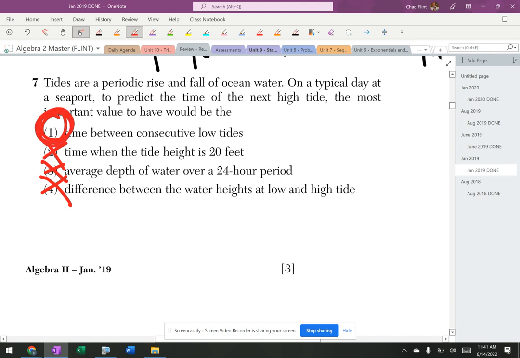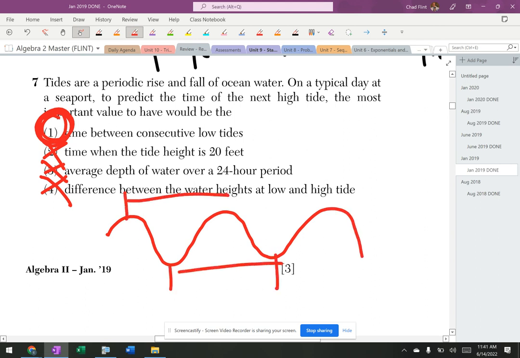All right, because if it's a curve, the distance from here to here is the same as the distance from here to here. So they're testing there if you realize that the distance between high tides is going to be the same time length between the low tides, so you're able to tell when things are going to happen. All right, which would also be the period of that graph.